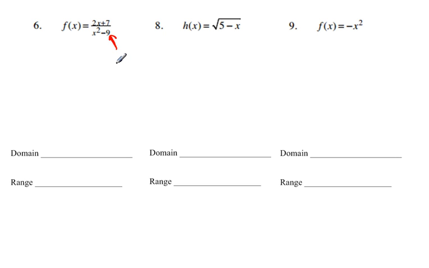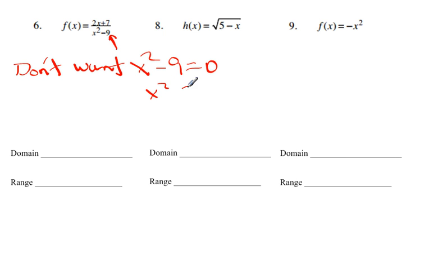You don't want the bottom to be 0. So I don't want x squared minus 9 to be 0. So for the purposes of the problem, we actually solve it and make it equal to 0, like I just wrote, and solve it. x squared equals 9, so add 9 to both sides.